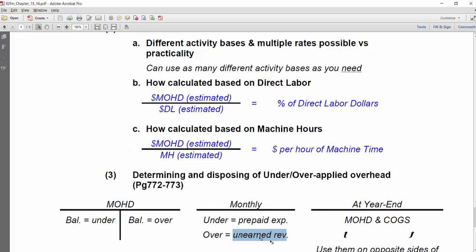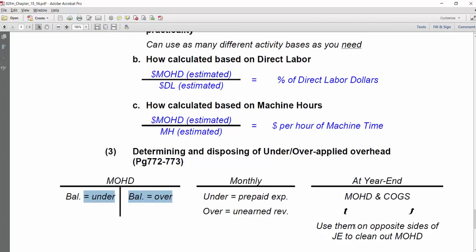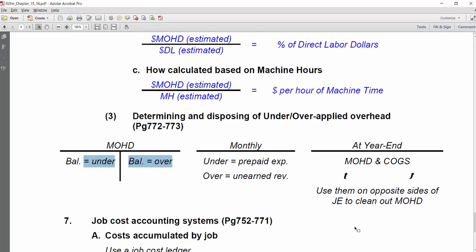However, at year end, we can't allow this situation to persist. We need to clear out the balance of manufacturing overhead and make it hit zero. So you do whatever's needed to manufacturing overhead to make it hit zero, and then the other side of the journal entry is cost of goods sold.